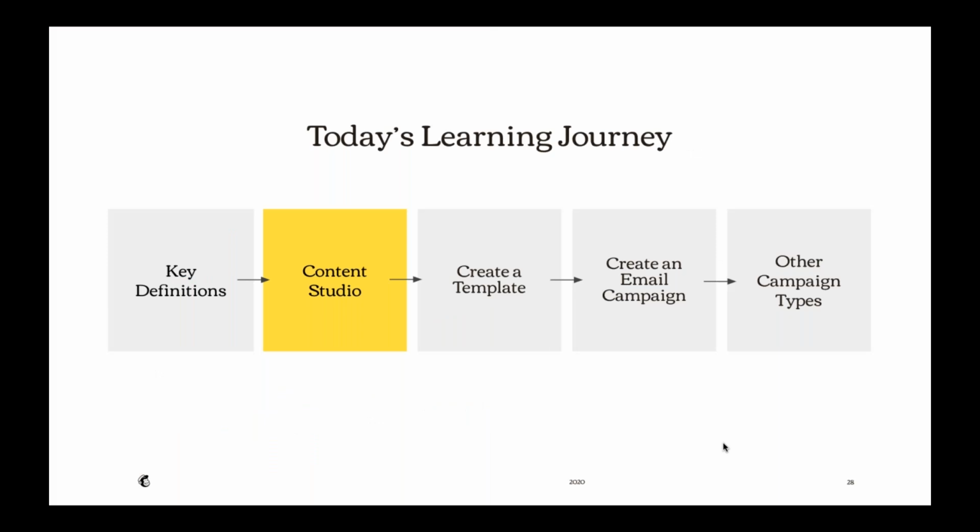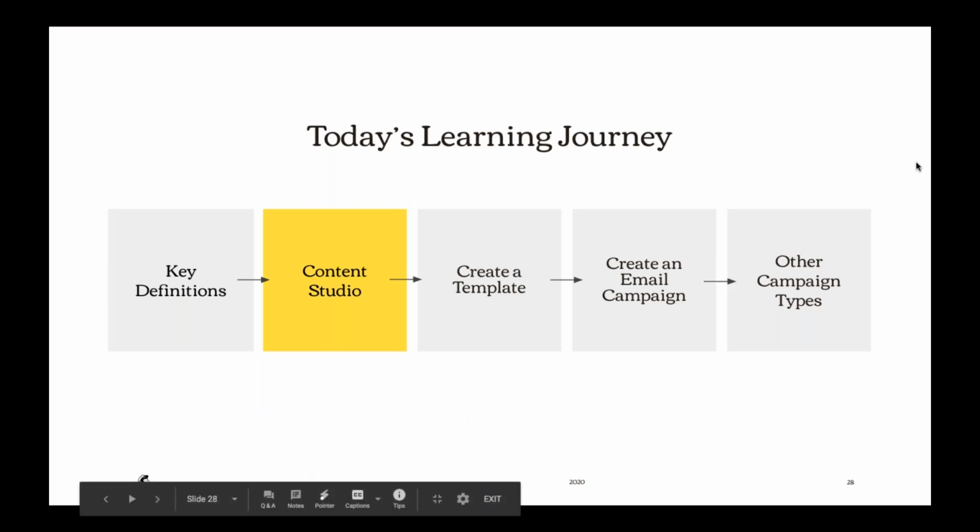Now, let's revisit our learning journey. We laid some groundwork around definitions, and now we'll move on to our Content Studio before diving into types of templates and how you can create one in Mailchimp. We're going to head into the app to do this.